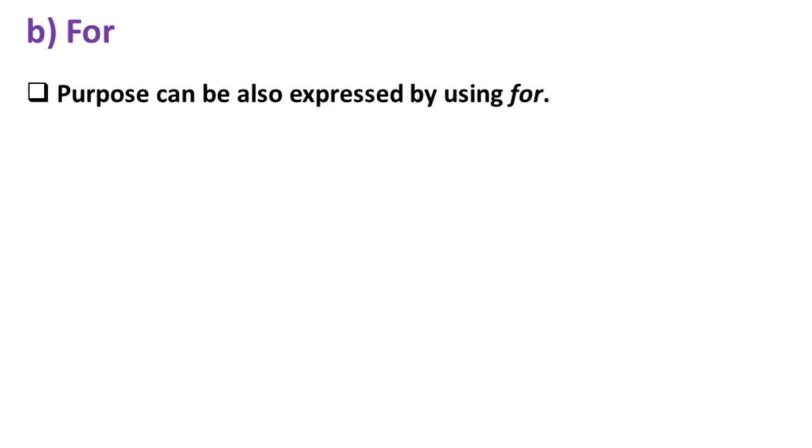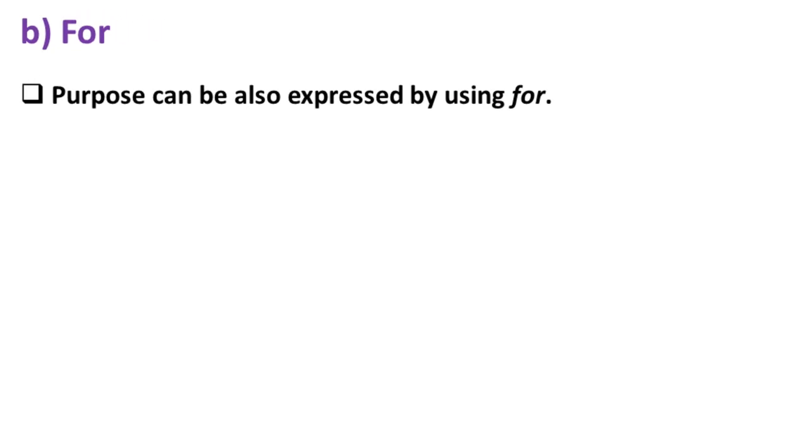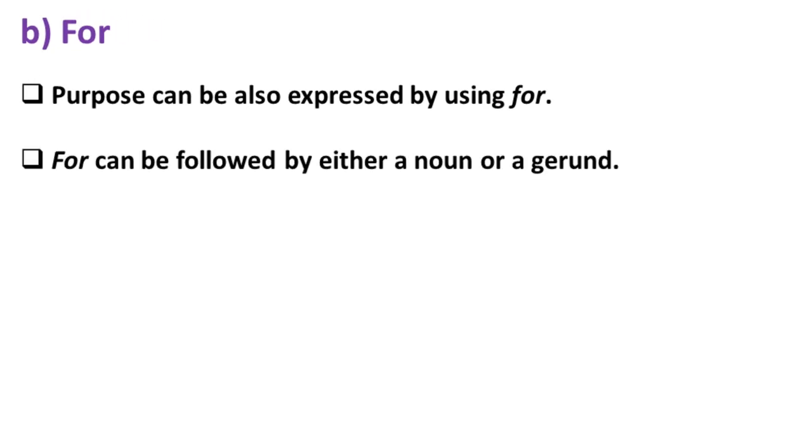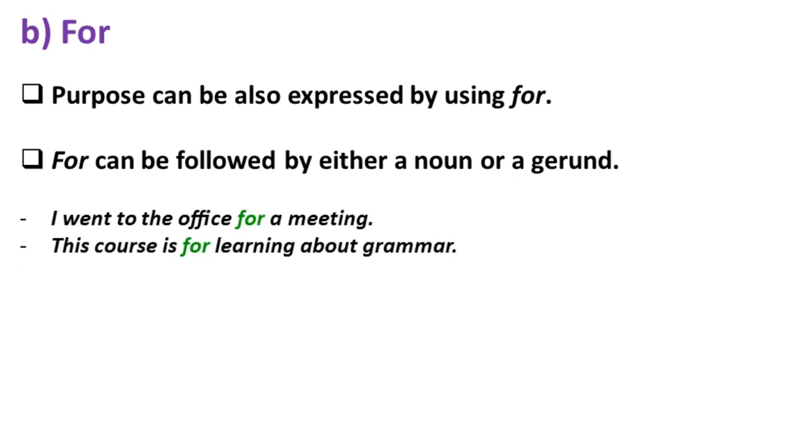Purpose can also be expressed by using for, and this expression can be followed by either a noun or a gerund. Gerund means verb plus ing form. Look at these examples. I went to the office for a meeting. Second example, this course is for learning about grammar.